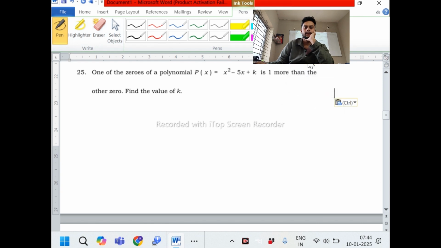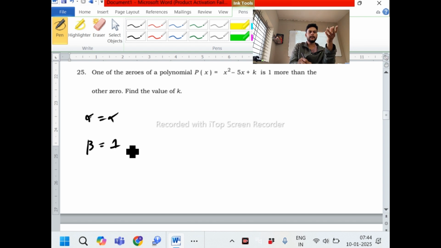This is the question. It says one of the zeros of the polynomial p of x is one more than the other zero. So if alpha is alpha, then beta is one more than that itself. So can I write 1 plus alpha? One of the zeros of the polynomial, either alpha or beta, is one more than the other.